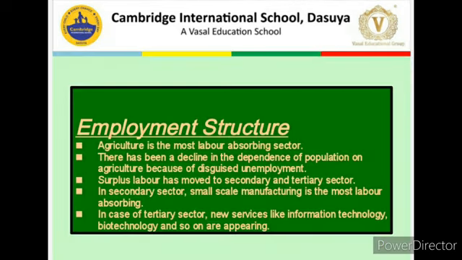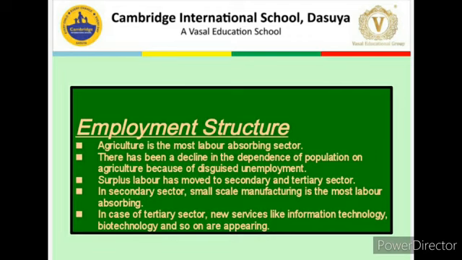In India, the employment structure is characterized by self-employment in the primary sector, where disguised unemployment can be seen, while in the secondary sector, small-scale manufacturing is the most labor-absorbing. In case of the tertiary sector, various new services are now appearing like information technology, biotechnology and so on.